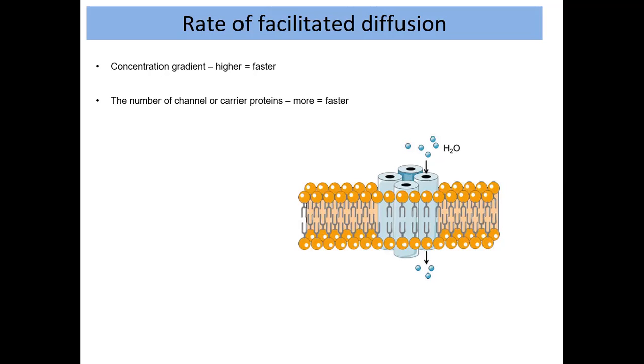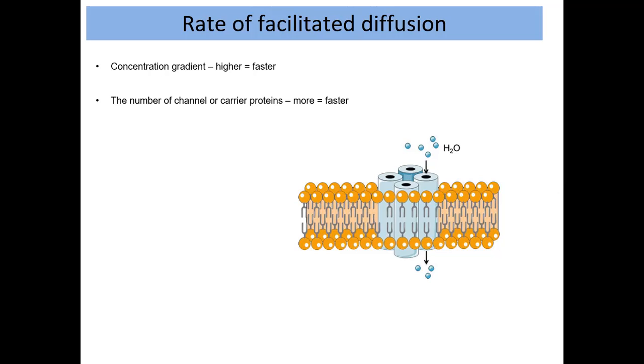Now, this is the main difference here. Because we're using channel proteins, the thickness of the membrane, the exchange surface, and surface area isn't affected here. What actually affects it is the number of channel or carrier proteins. Once all the proteins in a membrane are in use, facilitated diffusion cannot happen any quicker. So for example, in this image, there are 4 channel proteins. Once all four are being used, the rate of diffusion cannot increase.